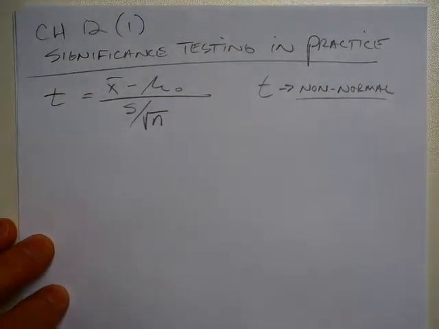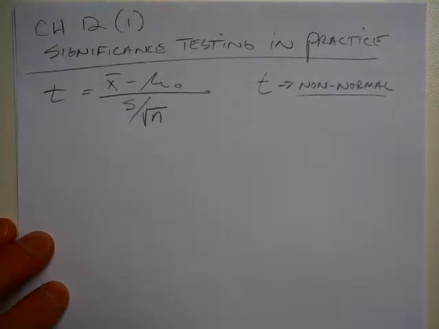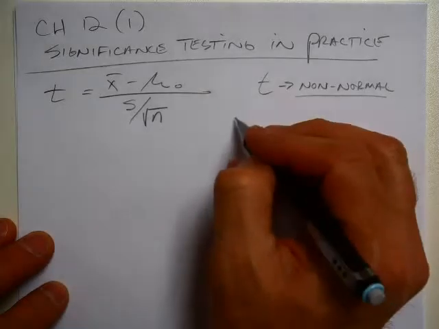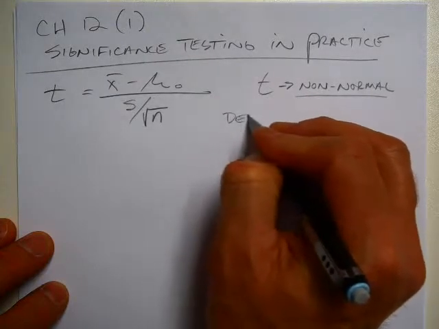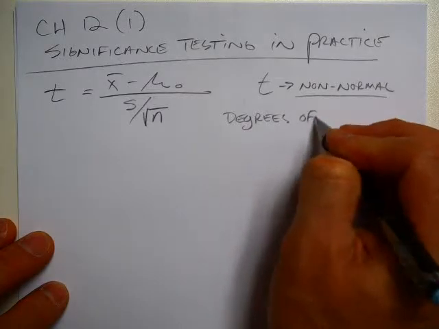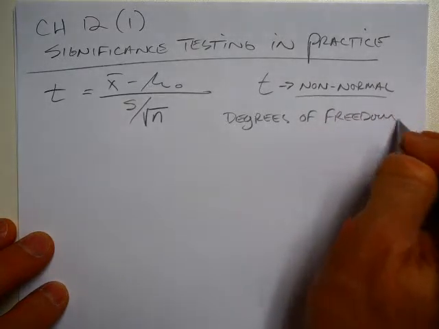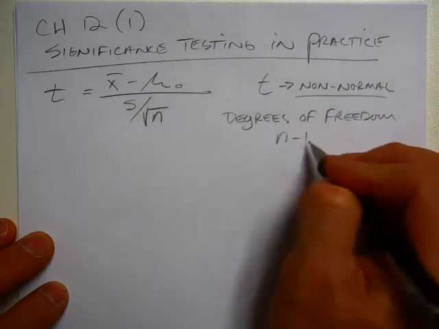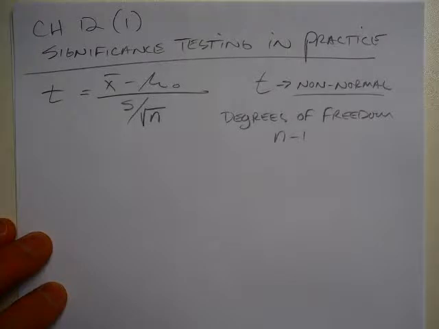Remember, what else about T? Is there anything else that we need to remember? Degrees of freedom, that's right. So whenever we're using T, we need to use degrees of freedom, which are always going to be n minus 1, or round down if you're using the table.